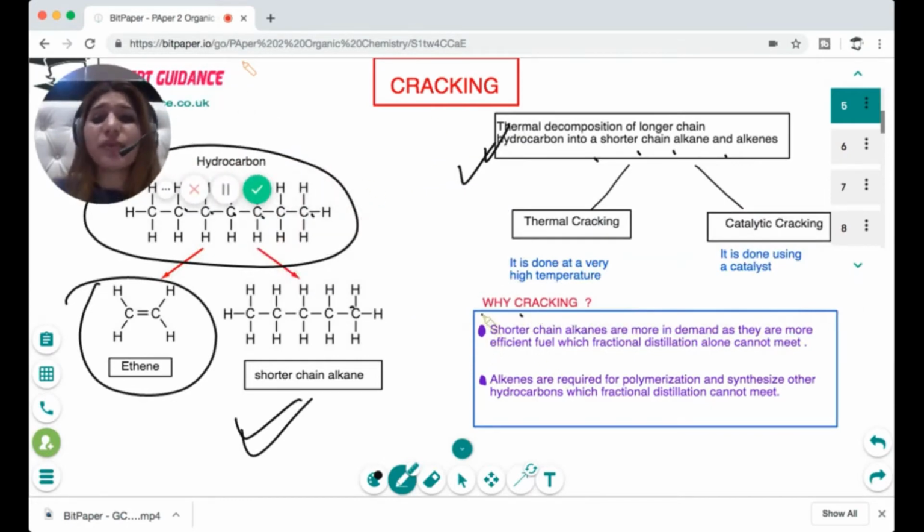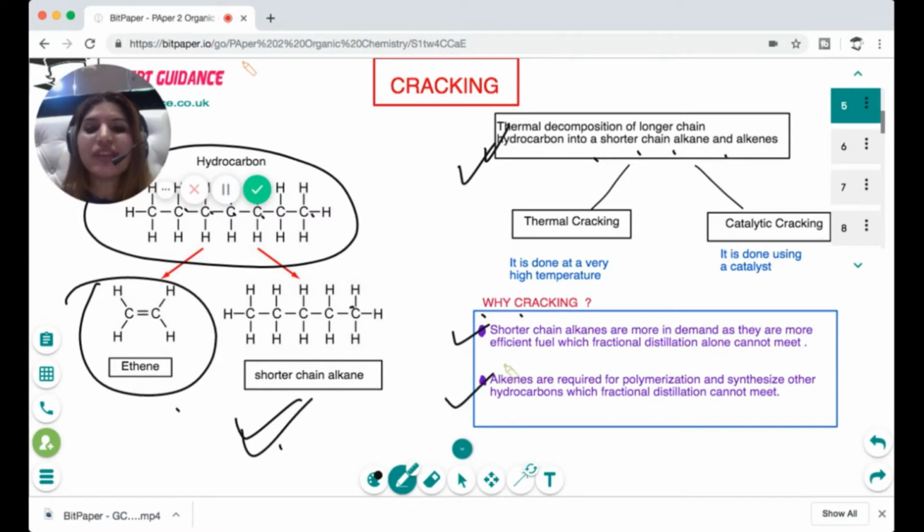So we do cracking because we need shorter chain alkanes, because shorter chain alkanes are more in demand because they're good fuels. And fractional distillation alone cannot fulfill the demand for shorter chain alkanes. The second reason we require cracking is that we require alkenes for polymerization, and alkenes are required to synthesize other hydrocarbons, which fractional distillation cannot give.